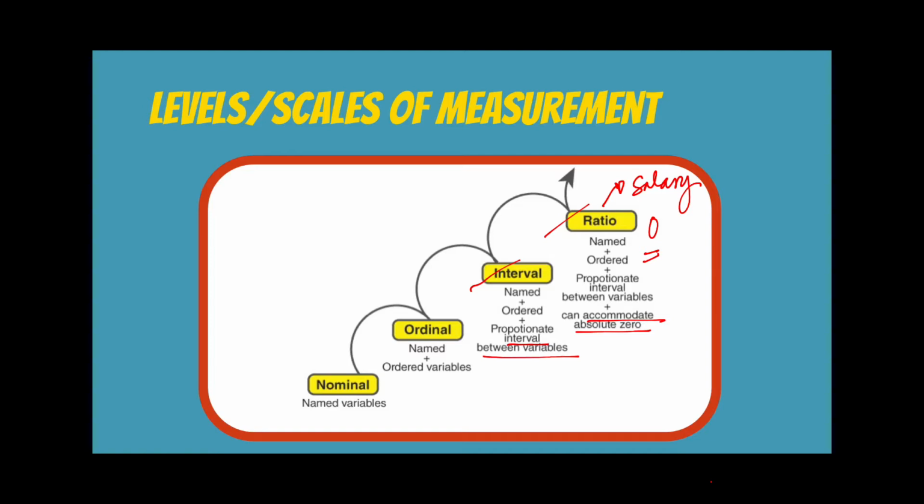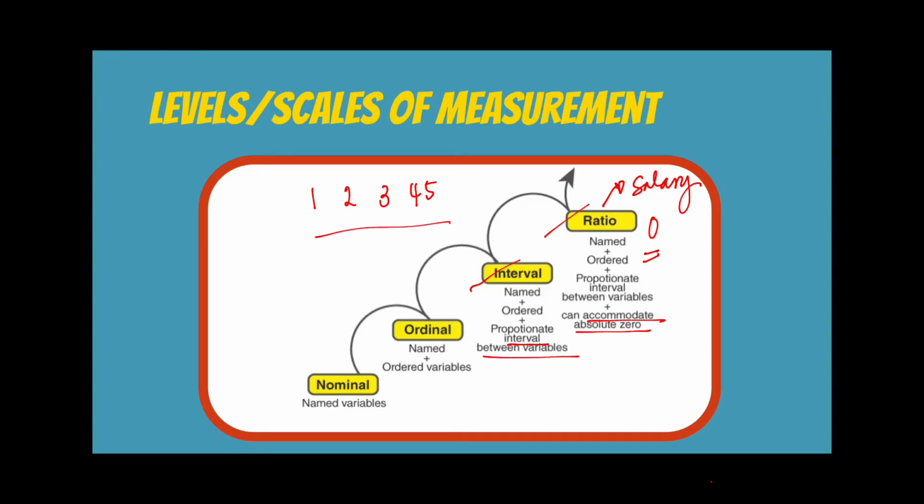But for interval, these are variables that have proportional intervals between the values, but they don't have an absolute zero. So, for example, there's a Likert scale, 1, 2, 3, 4, 5, with 1 being the least happy and 5 being the most happy. There's no zero here, so this is considered an interval variable.